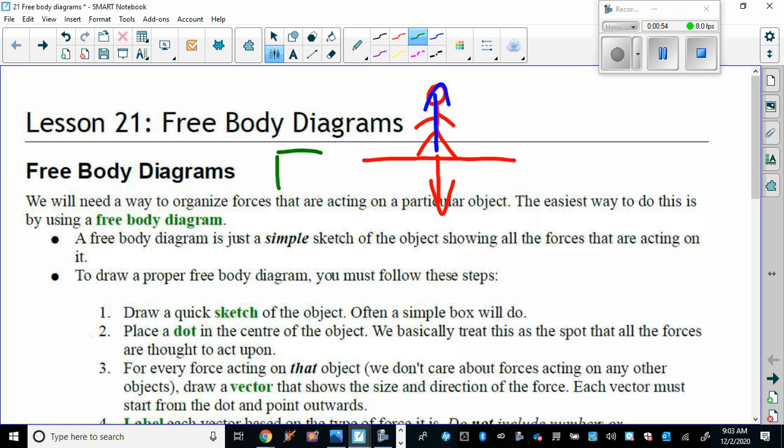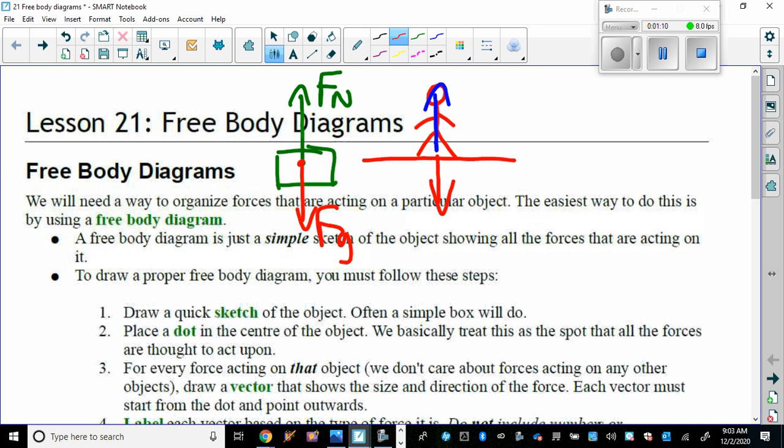You just generally draw a box to represent the object, and then you're going to say Fn, which you will learn is the normal force, and Fg, which is the gravitational force.